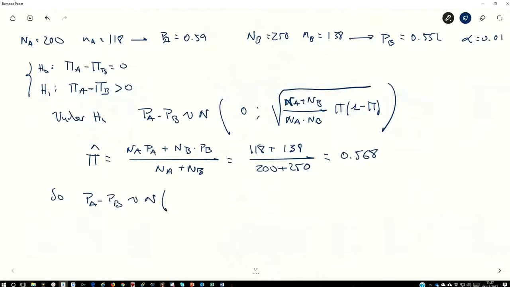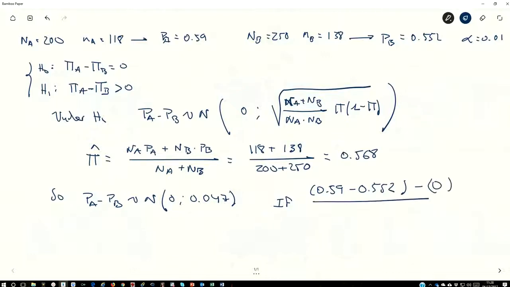So we have in favor 118 from employers and 138 from wage earners, and we have in total 200 plus 250 persons. So the final estimate of this proportion is equal to 0.568. So finally we have a distribution that is normal with the expected value equal to 0 and standard deviation 0.047.